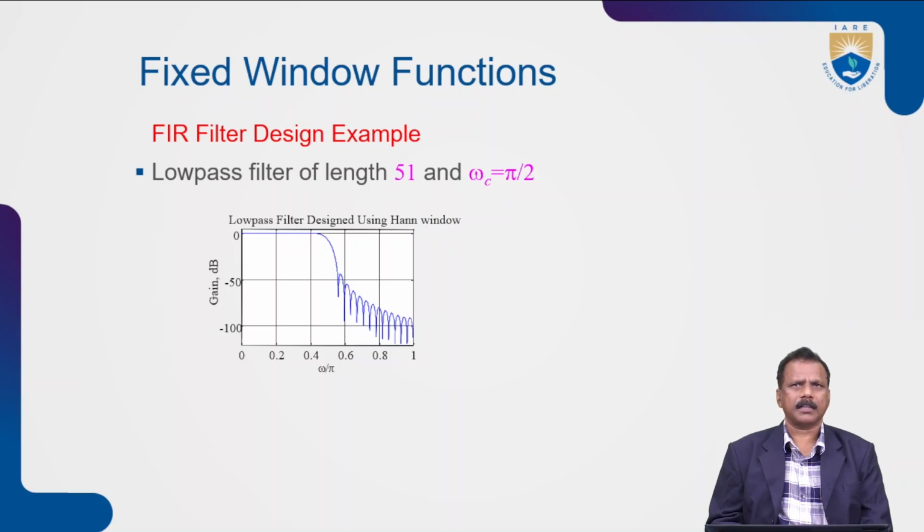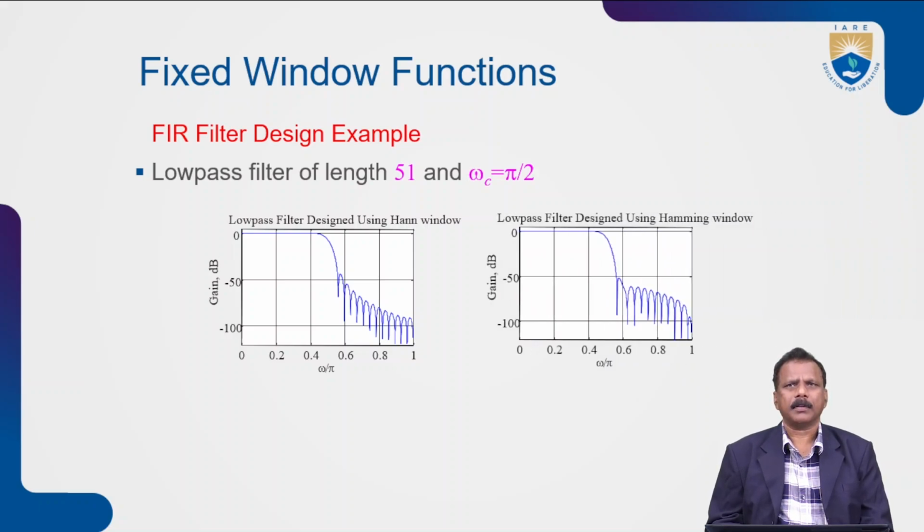A low pass filter is designed using the Hann window. Omega by pi ranges over 0, 0.2, 0.4, 0.6, 0.8, and 1, and the gain in terms of decibels ranges from 0 to minus 100, minus 50, and 0. Like this, the low pass filter is designed using the Hann window.